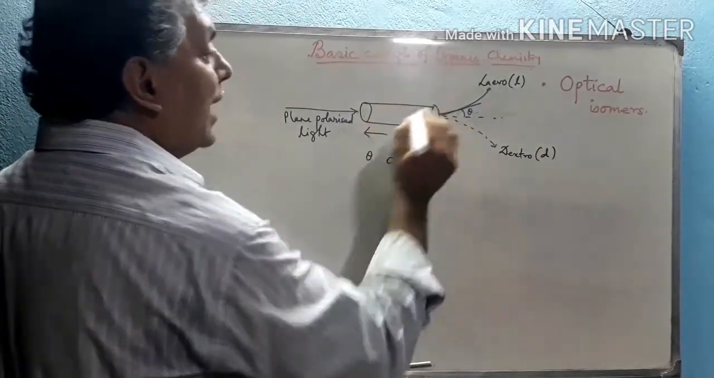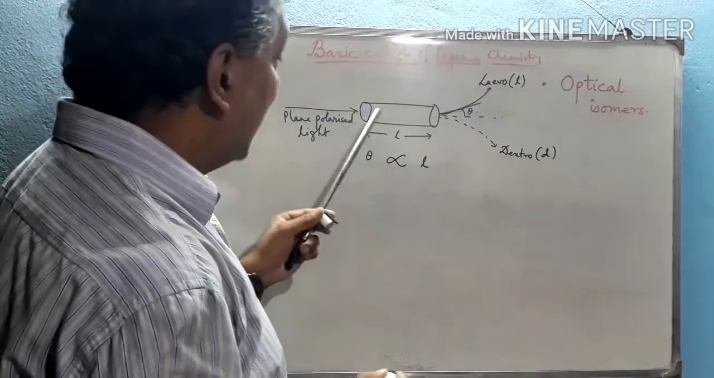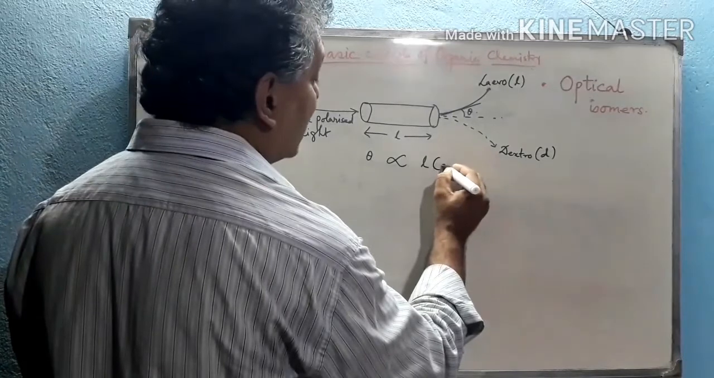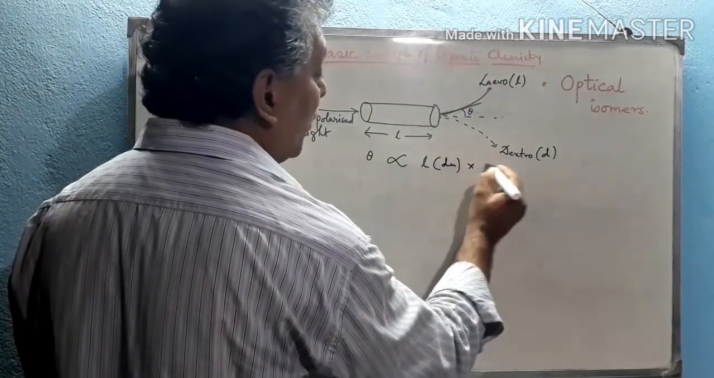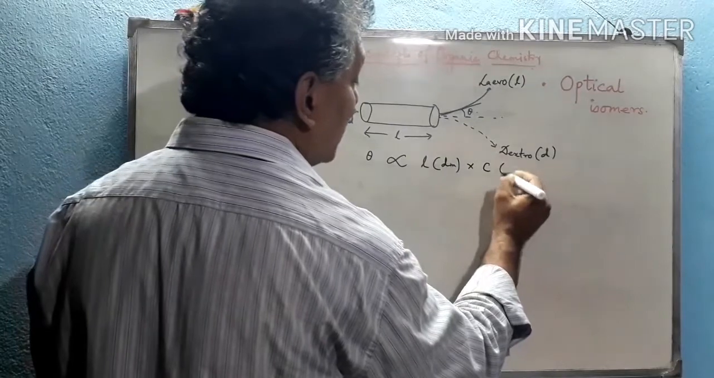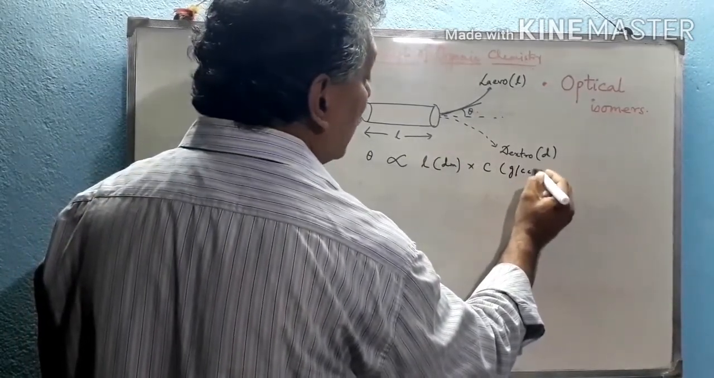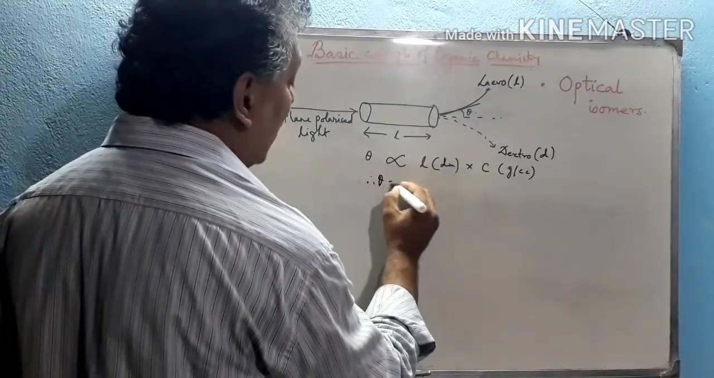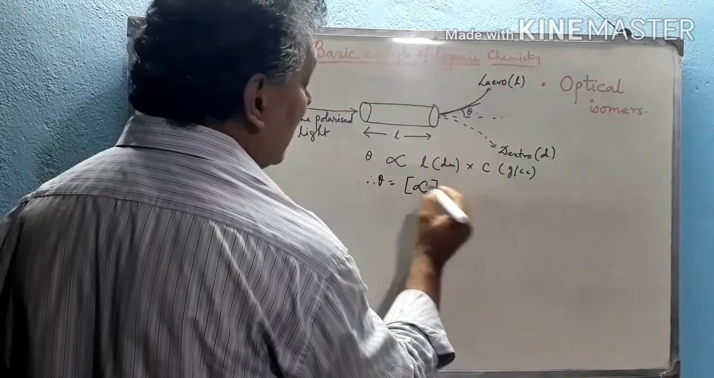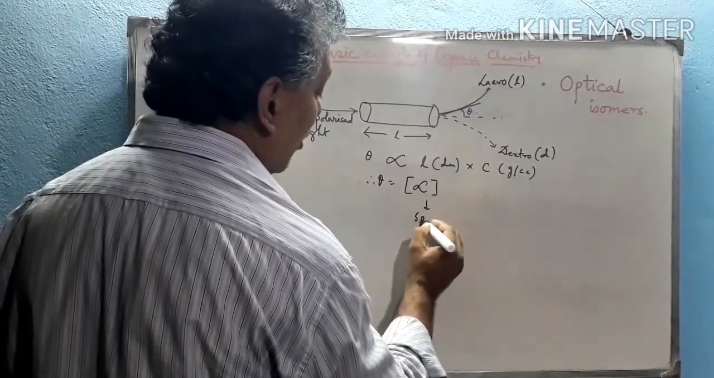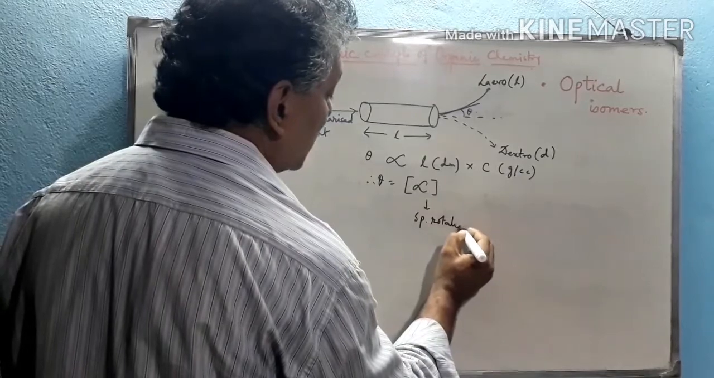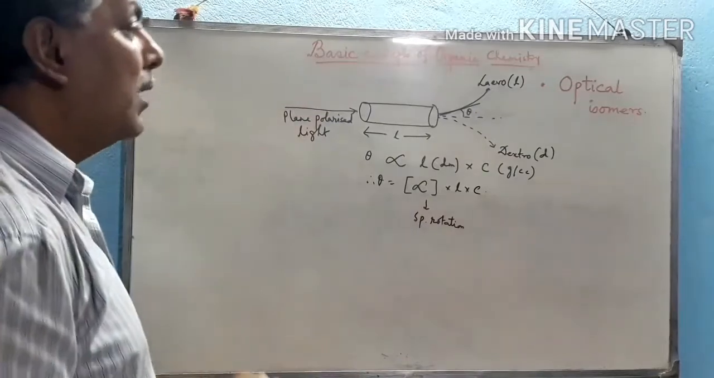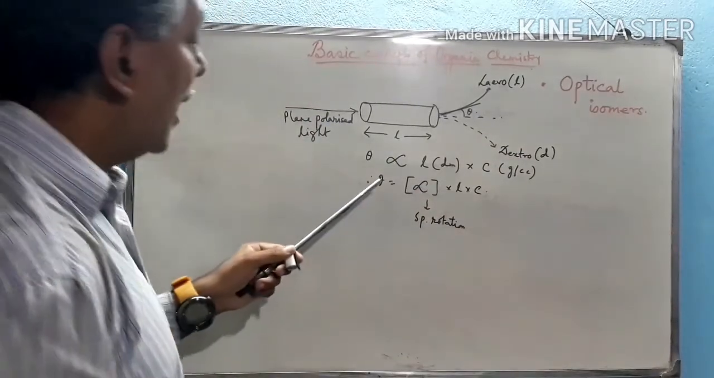The container contains the solution of the optically active substance, where L is the length in decimeters and C is the concentration in gram per cc. So theta is proportional to L into C, therefore theta equals a constant, which is called the specific rotation, into L into C. This is the expression for the angle of rotation of an optically active system.